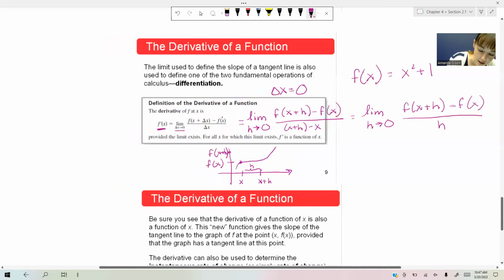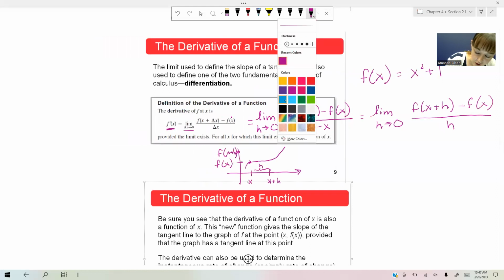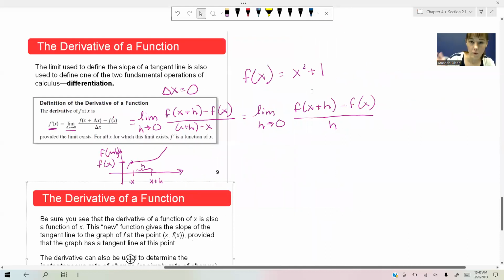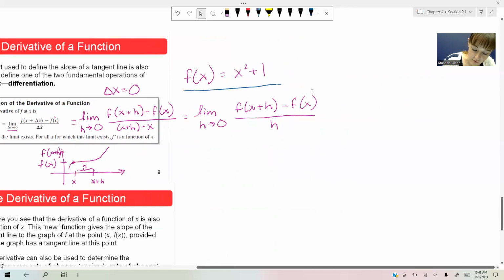Again, I'm going to do this without proof, but I just wanted to work at least one of these and show you how to find the derivative function, derivative as a function for a given function.